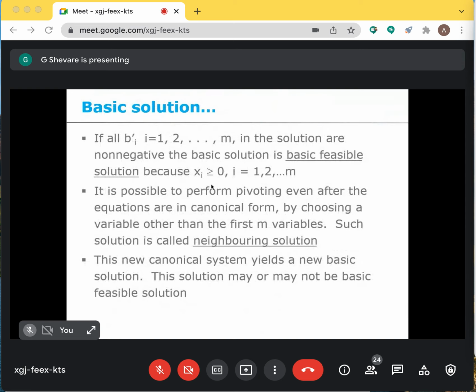If you do this, then you get a solution which is different from the earlier solutions, and we call such a solution a neighboring solution. This new canonical system yields a new basic solution, and this solution may or may not be a basic feasible solution. We'll have to make sure that it is a basic feasible solution. That means the value for xi greater than or equal to 0 will have to be checked.